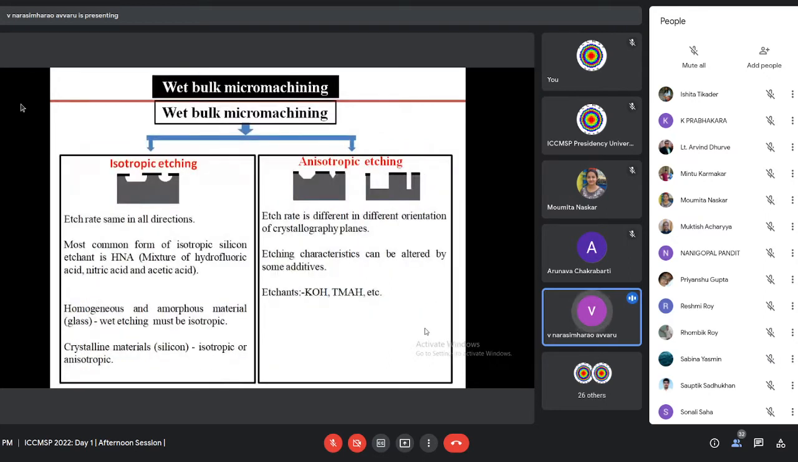Wet bulk micro machining is further classified into isotropic etching and anisotropic etching. In isotropic etching, the etch rate is the same in all directions. In anisotropic etching, the etch rate is different in different orientations. The most commonly used isotropic etchant is HNA. The most commonly used anisotropic etchants are KOH and TMAH.